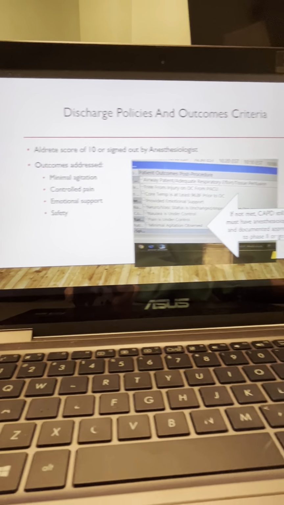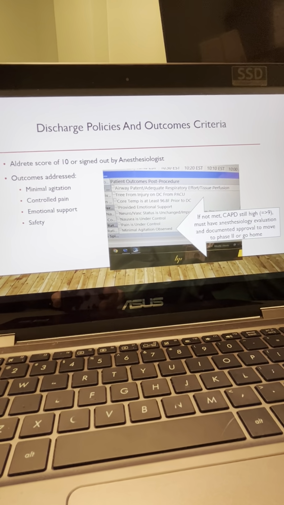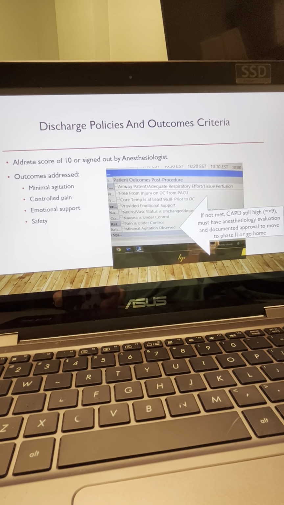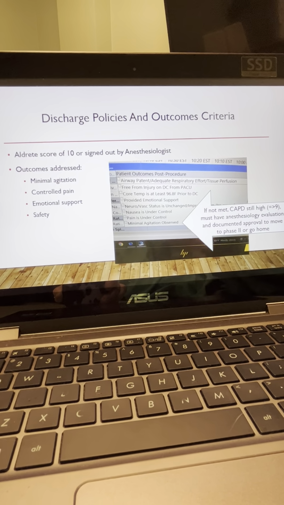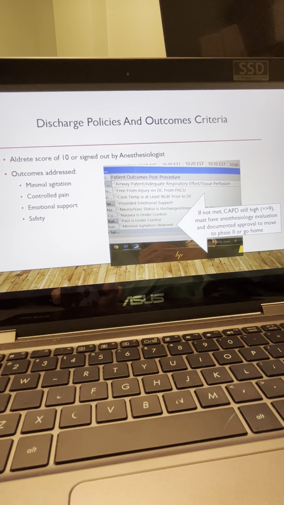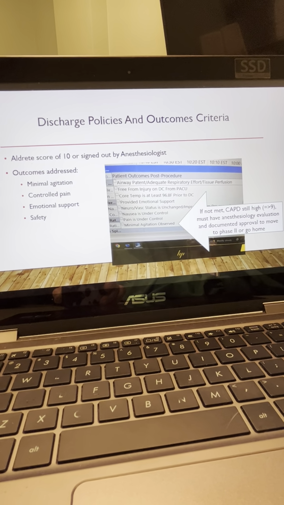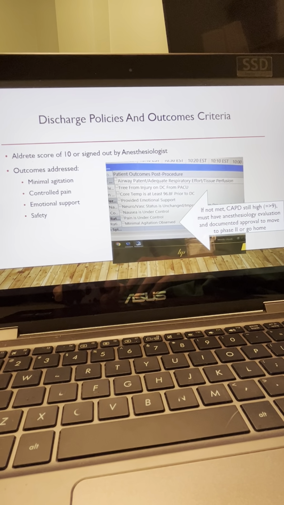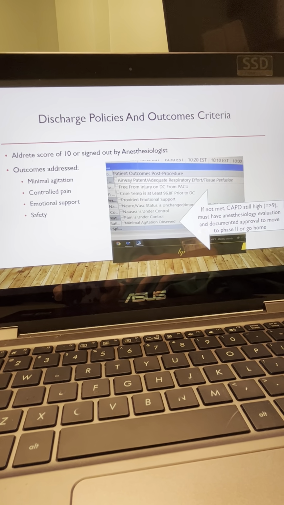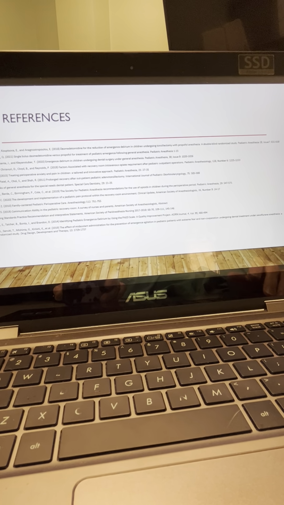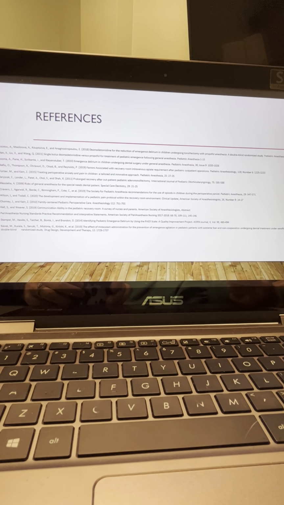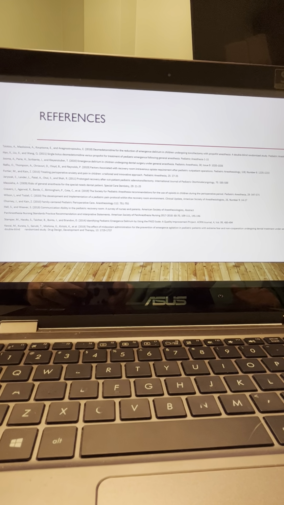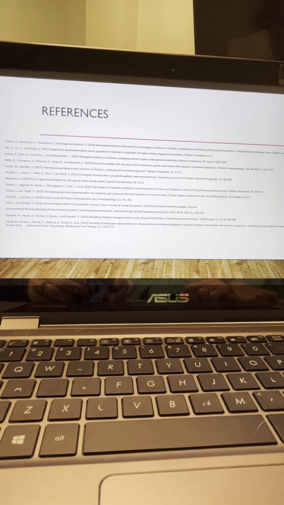Discharge policy, we talked about. It's really, really important that there's minimal agitation observed, okay? Minimal agitation, controlled pain, emotional support, and safety. So if the CAPD is still high, greater than 9, the anesthesia needs to evaluate them before they go to phase 2, okay? I'm going to assign this PowerPoint to people so they can see the PowerPoint, but then we can send this YouTube to everybody.